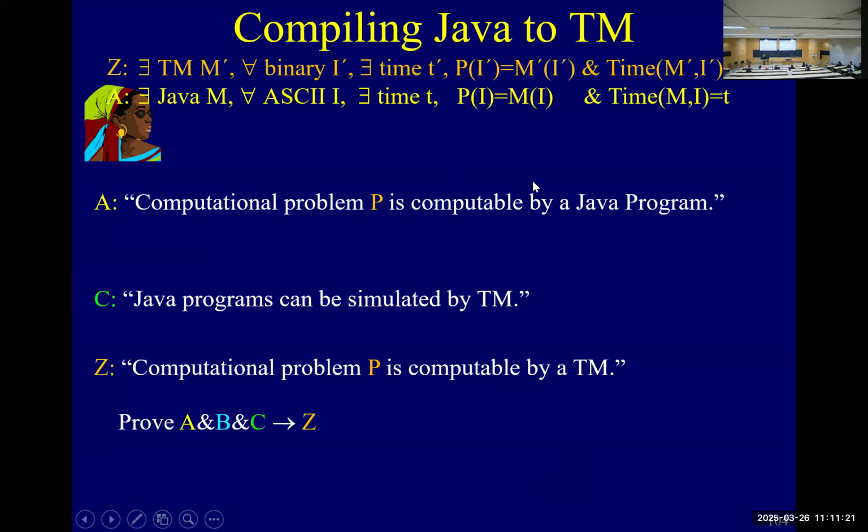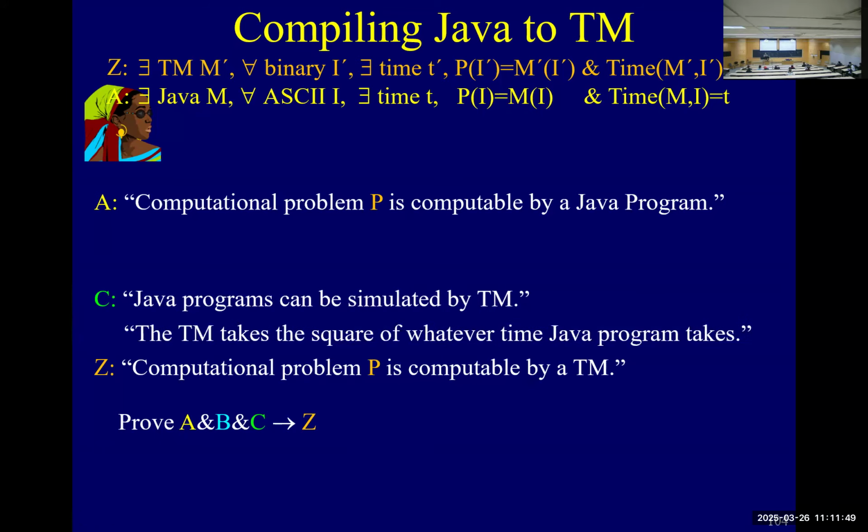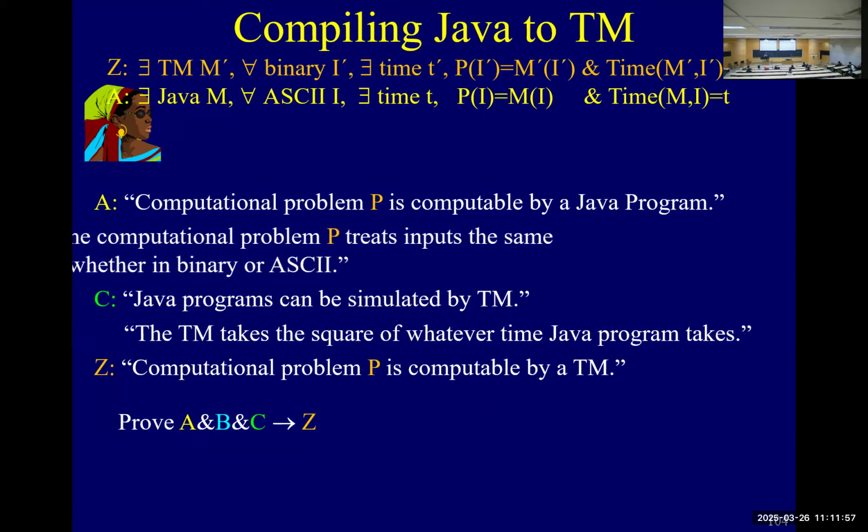which way are we going here? If it can be done by a Java program, then it can be done by a Turing machine. Why? Because you give me a Java program, I can simulate it, right? You should be able to write down in first order logic how you say Java programs can be simulated, right? And what's the time? Well, if the Java time takes time t, the Turing machine takes time t squared, right?